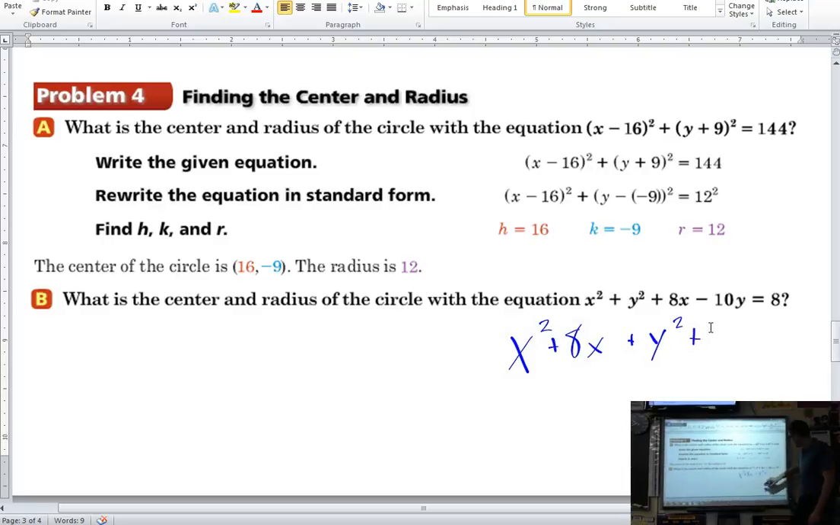Minus 10y. All I did was rearrange. I'm not talking about that. All I did was rearrange. Oh, I get that. So, hold on.